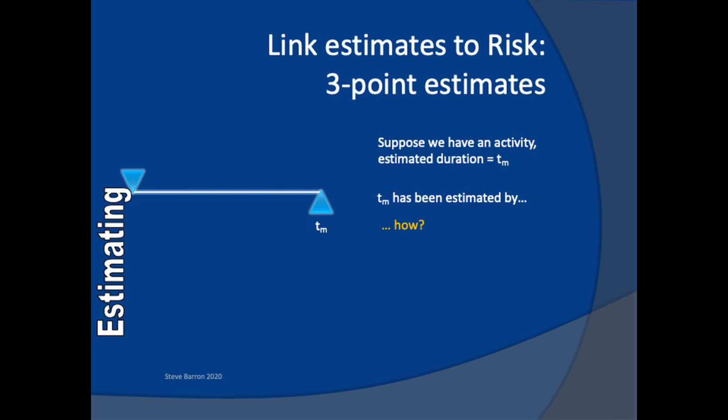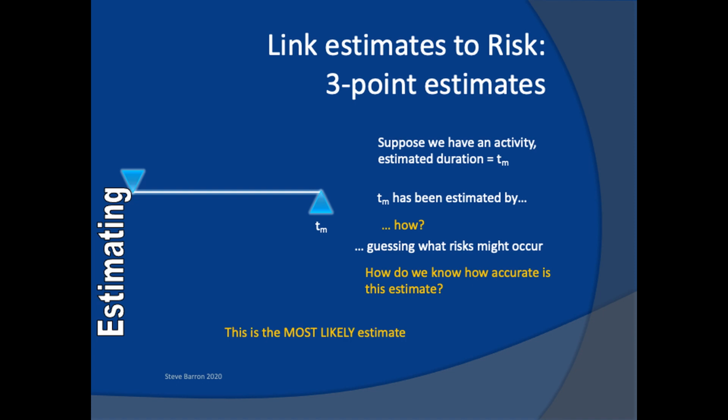How do we produce estimates? Identification of estimates is based upon our best understanding of the situation from our experience. Or, in the worst case, it is a guess. How accurate is the estimate? Maybe we will know only when the activity is complete. This estimate is called most likely.